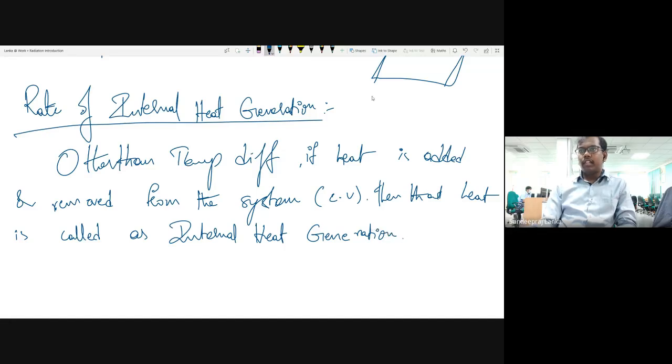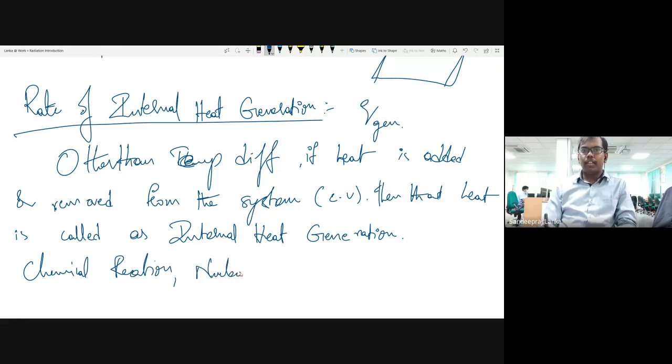And this internal heat generation is shown with Q gen. See, how can this happen? If there is no temperature difference, how can the heat transfer come? Okay. So see, other than temperature difference, heat transfer can come by other means, like a chemical reaction can happen and a nuclear reaction can happen.